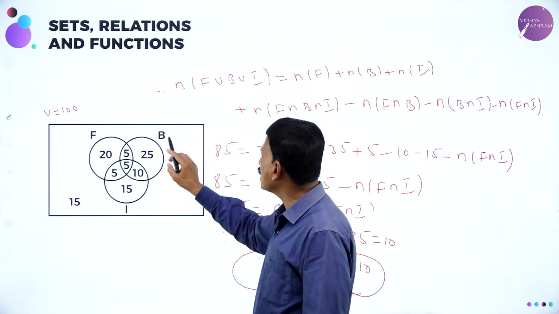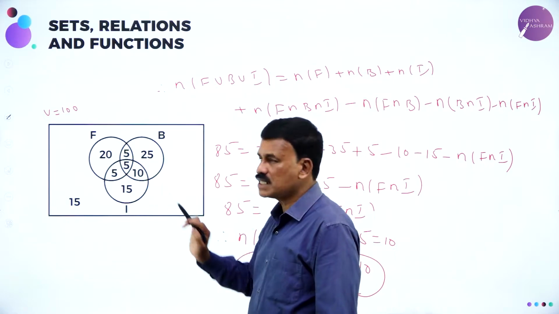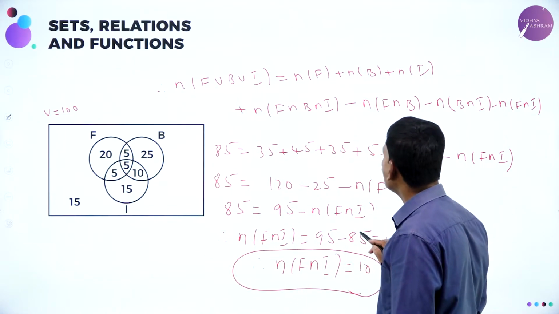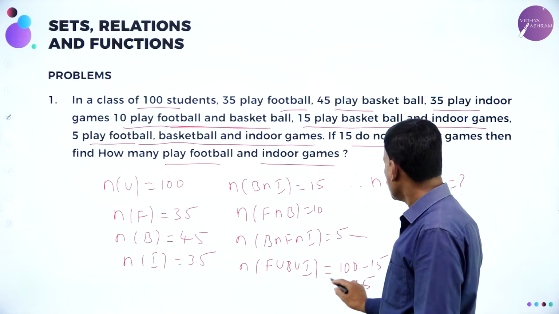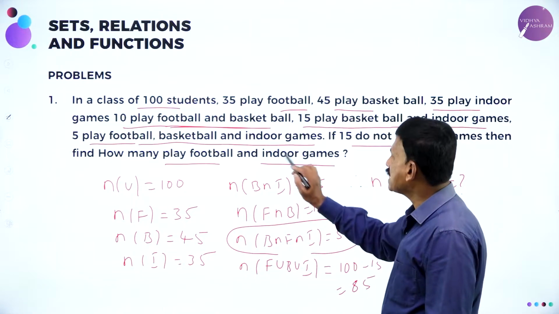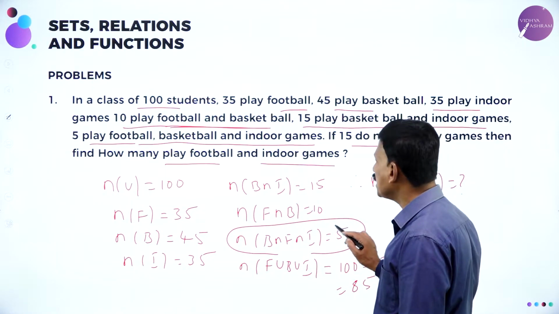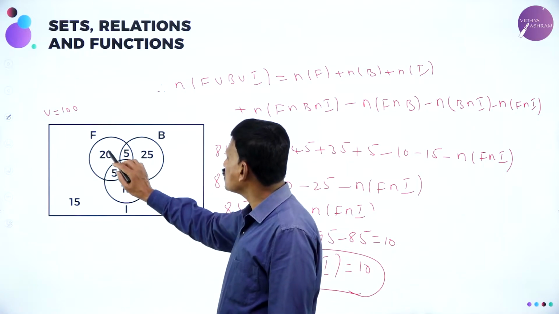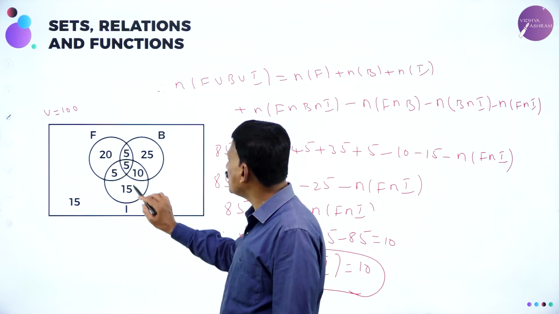And B will represent basketball, and I is an indoor game. Now let us write the first common region. The number of students who play all the games, that is basketball, football and indoor game, is 5. So let us represent this: the students who play football, basketball and indoor is 5.